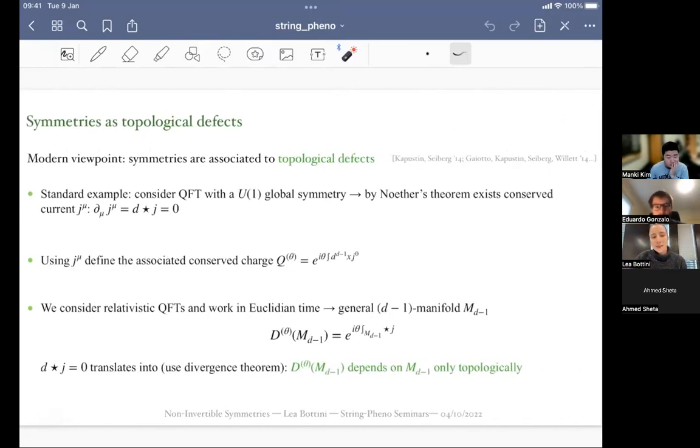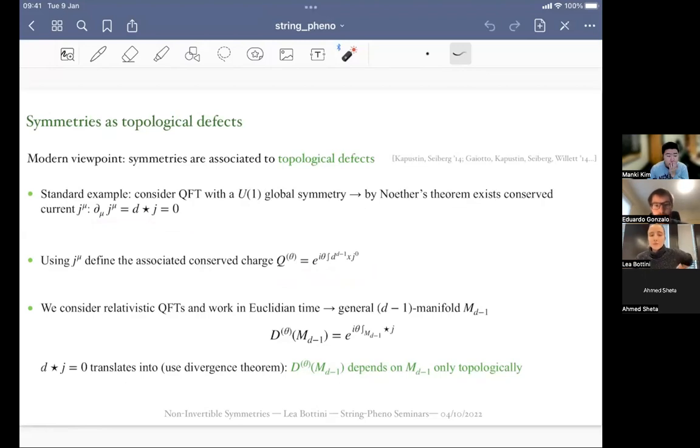As I was saying, the modern viewpoint is that we should think of symmetries as associated to topological defects. This was a main point in the generalized global symmetries paper by Gaiotto, Kapustin, Seiberg, and Willett. To understand why, we can go back to a very classic example: a quantum field theory with a U(1) global symmetry. By Noether's theorem you have a conserved current J^mu, which satisfies partial_mu J^mu = 0, or in form notation, d star J = 0. Then you can define an associated conserved charge by taking the time component of the current and integrating it on a spatial slice.